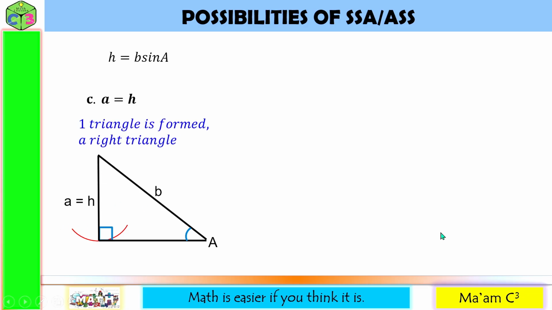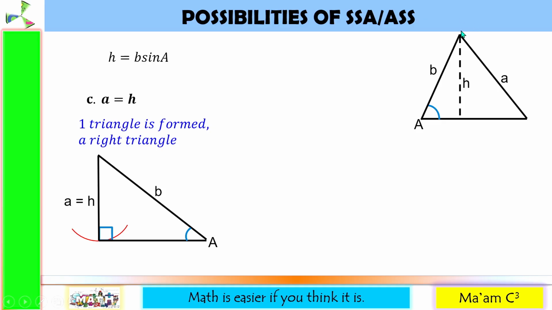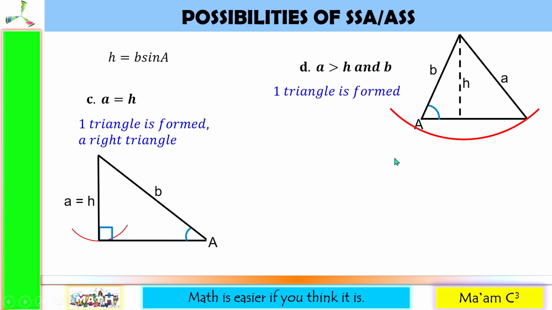Another possible outcome would be like this. So let us analyze. Our side opposite the given angle is longer than the height and the other side given. In symbol, A is greater than the height and greater than B. So you can see that there is one triangle formed.